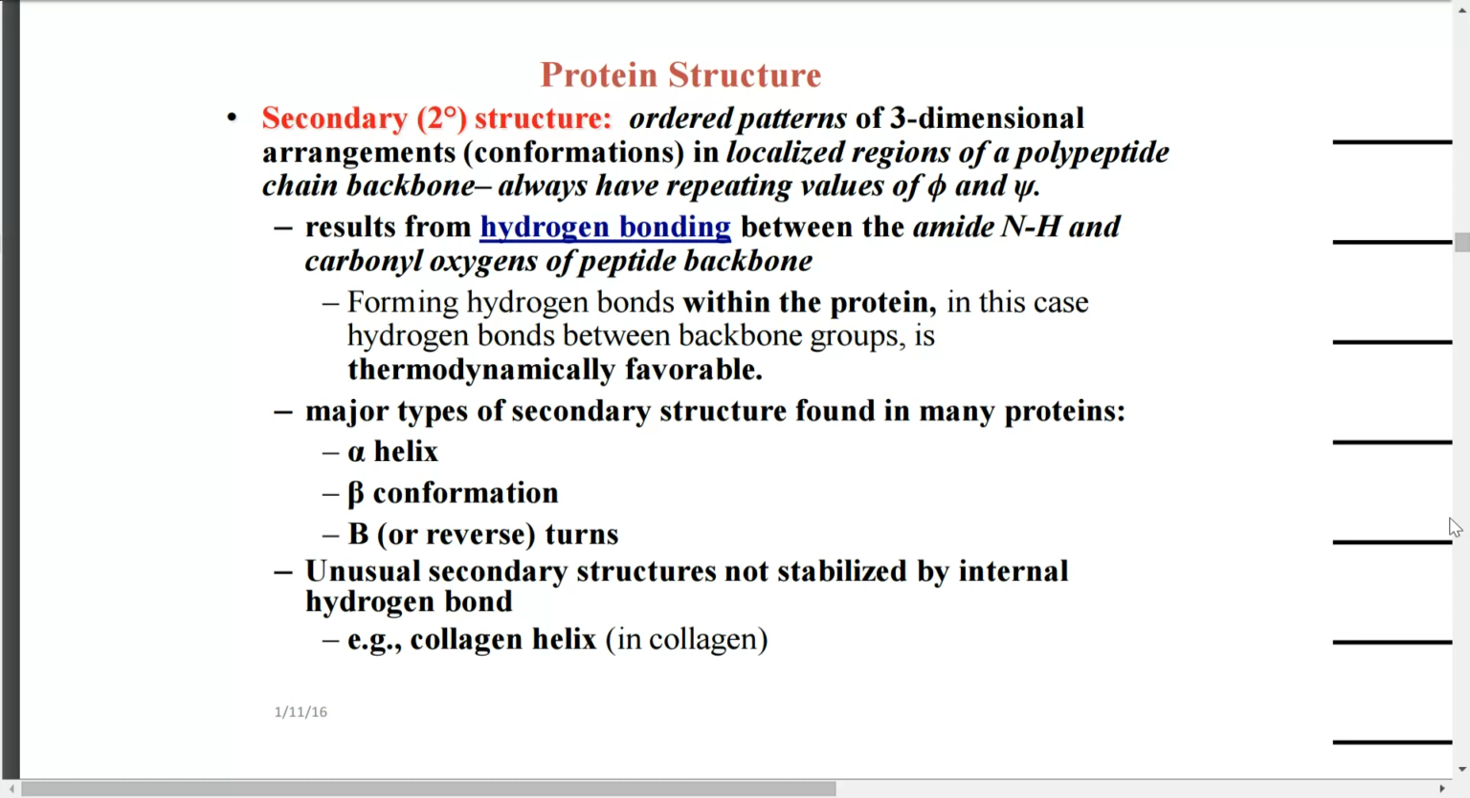Okay? So, because of that, we see a lot of alpha helices in what we call structural proteins. Okay? The alpha helix, also the beta conformation. You see various types of proteins that are given special names. There's their unusual structure.